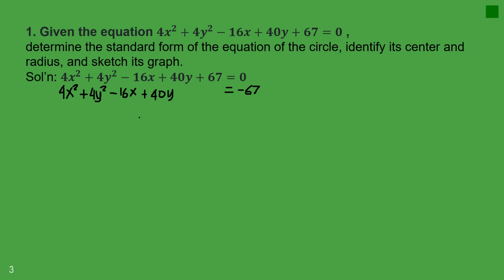Okay? The next thing that we're going to do, because what is left on the left side of the equation are terms which are divisible by 4, we divide both sides of the equation by 4. So we get x squared plus y squared minus 4x plus 10y, equal to negative 67 over 4.